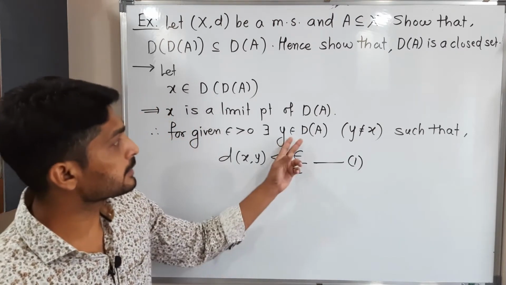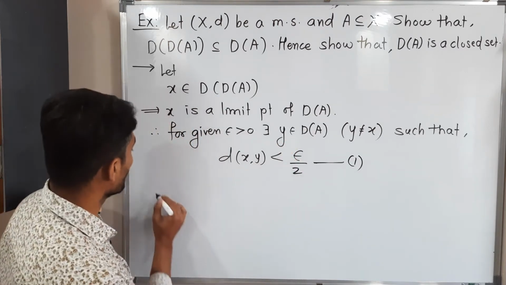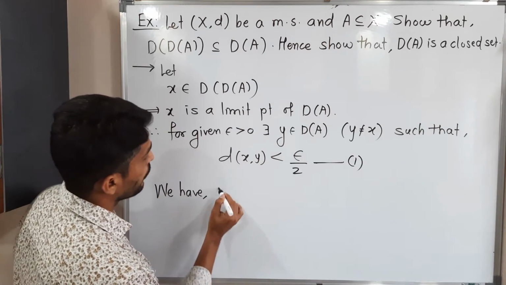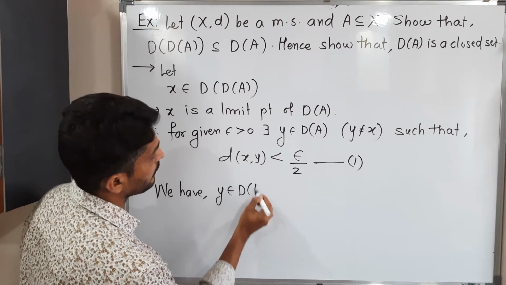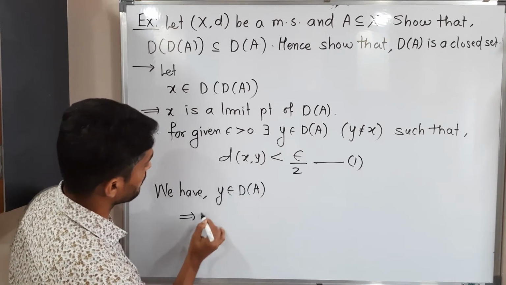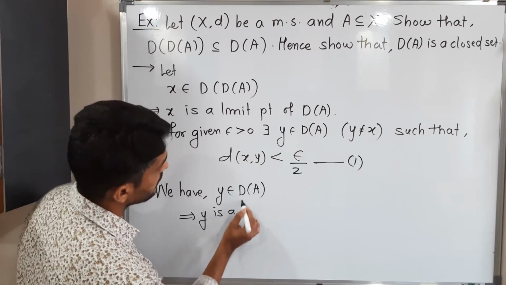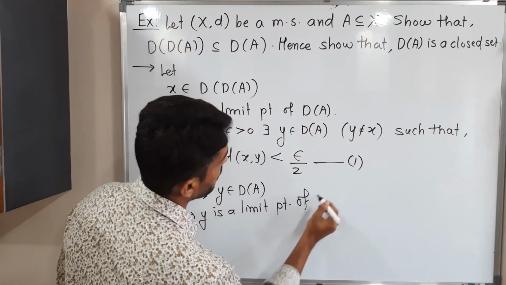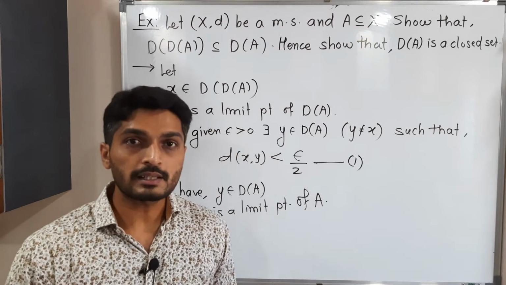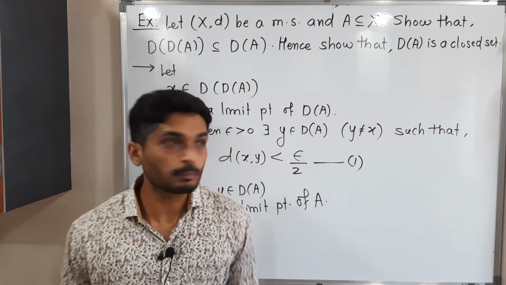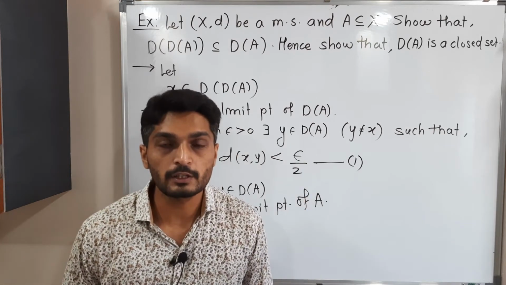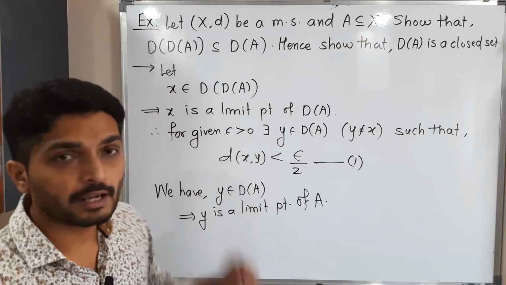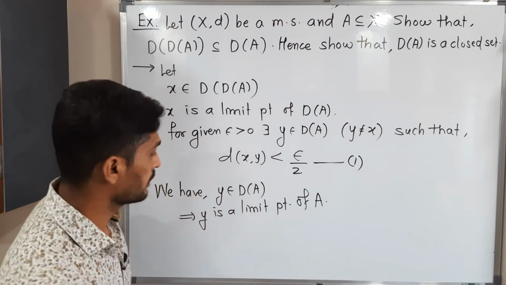Let us start with this point now. We have y belongs to D of A. It means y is a limit point of A. So again I can use the same definition of limit point. Yeah, let us use it for given epsilon. But see, epsilon already we have. So I will say for the above epsilon.